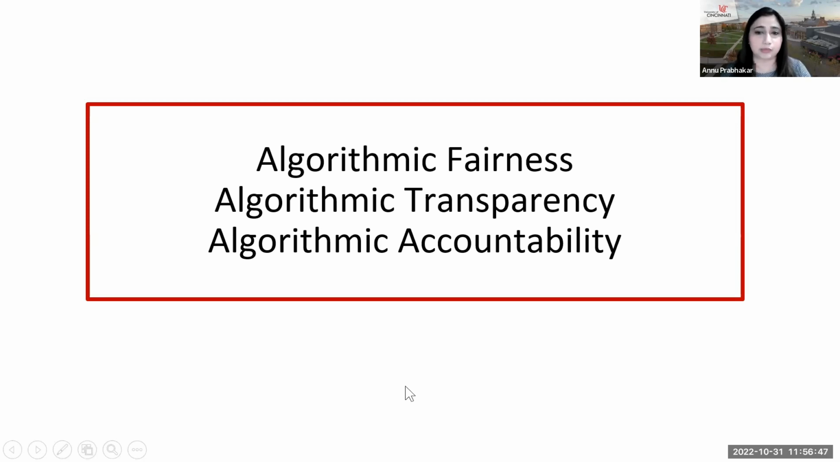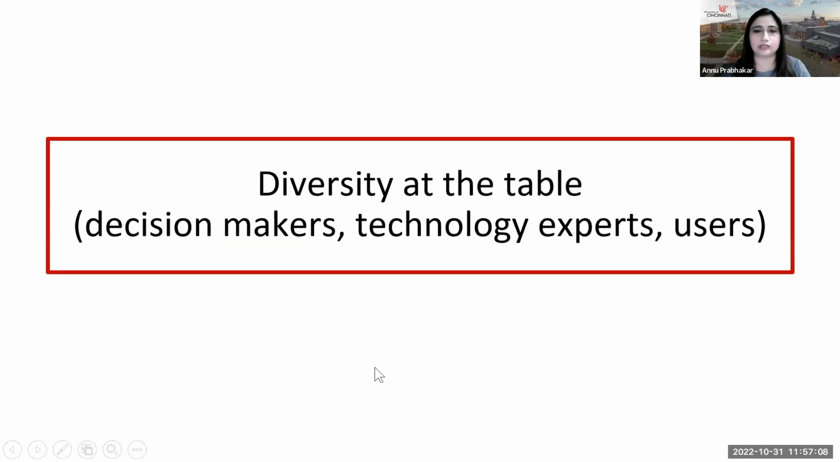Another thing is algorithmic accountability. If you are misdiagnosed, or get a false negative for a disease, and I get really sick, who is accountable for it? Is it the developer? Is it the doctor? Is it the company that built it? You have to think about that accountability too.